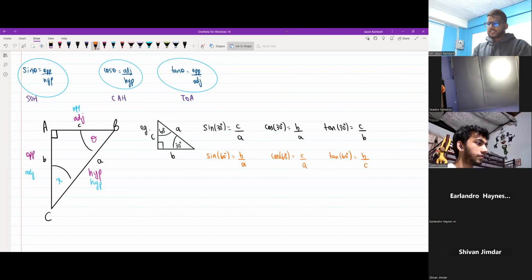All right. So sine of 60 degrees, sine will forever be opposite over hypotenuse. Cool? Forever, and ever, and ever. If I'm using 60 degrees, what's my opposite? B.